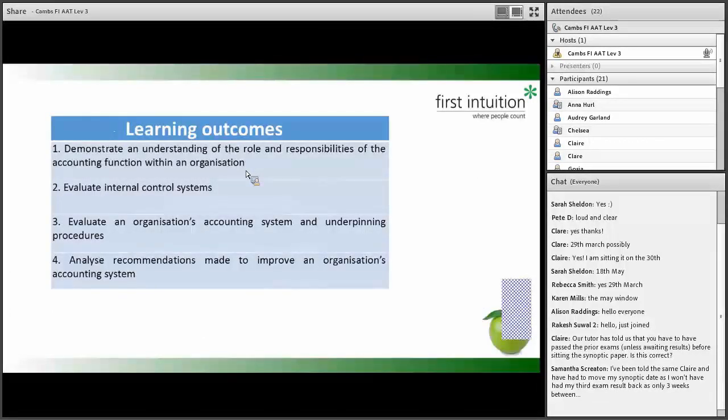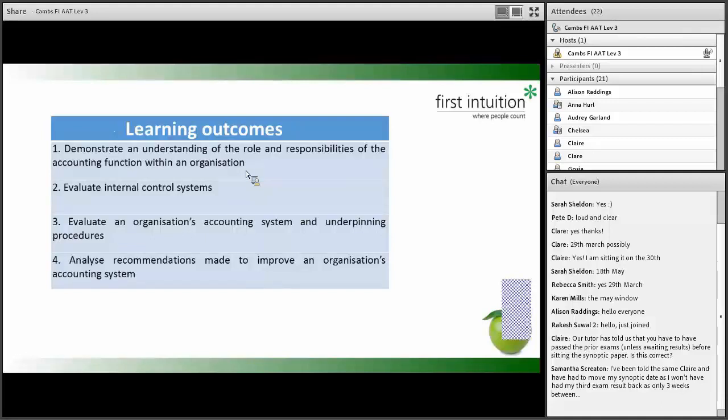Now, this is a really important slide. This is our learning outcomes. So this is what the Synoptic assessment is testing of you. We'll just have a look through these 4 learning outcomes and explain them in a little bit more detail.